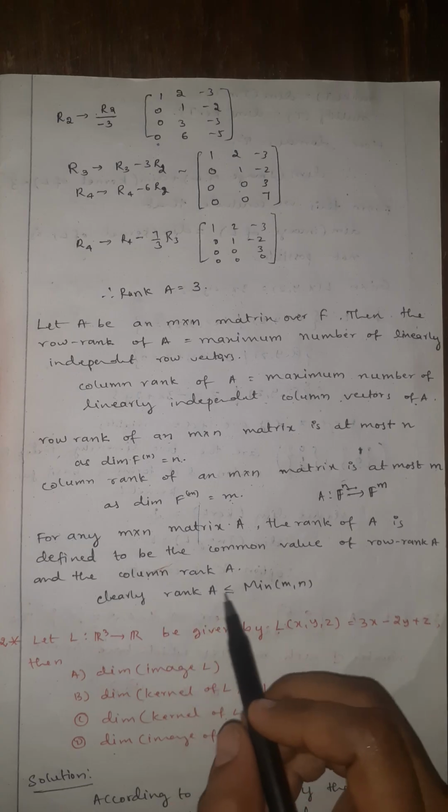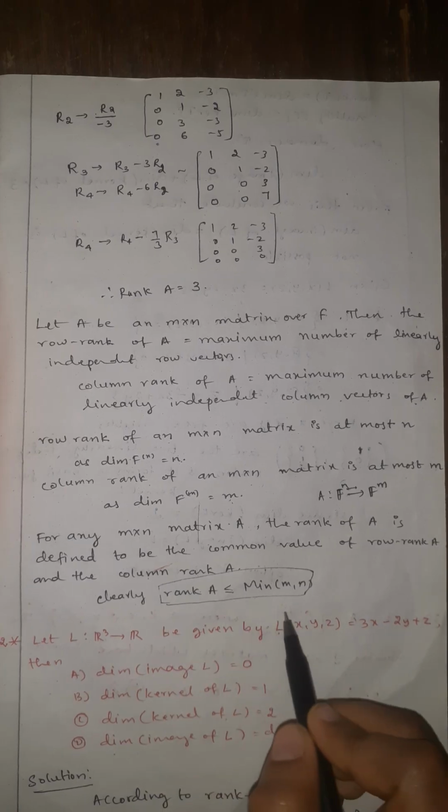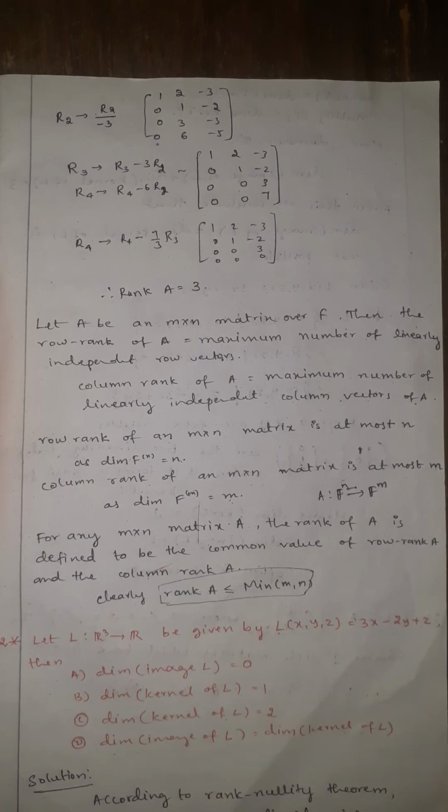Therefore, rank of A is less than or equal to minimum of m comma n. Okay, this is the point you have to remember.